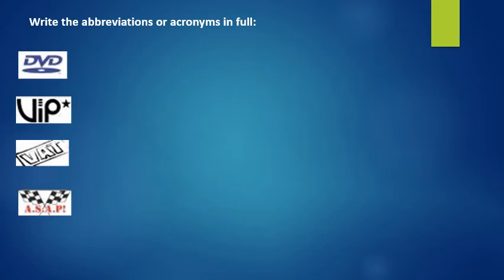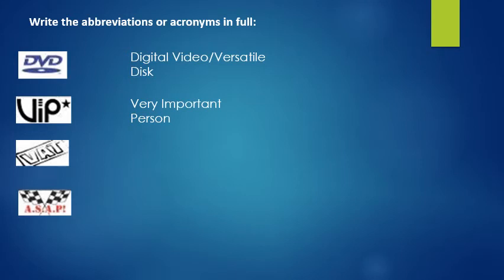So DVD is digital video disc. Good. So what is VIP? Let's see. Maybe it's like you guys. You are my VIPs. Very important person. Okay. Most of you don't know it, but your parents know it. So VAT is value added tax. ASAP, as soon as possible. Good job. I think you understand it by now. But let's practice a little bit.